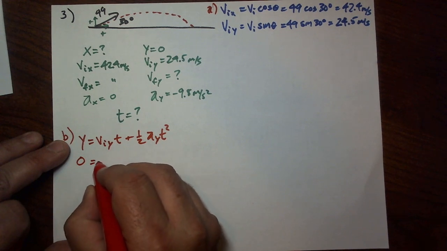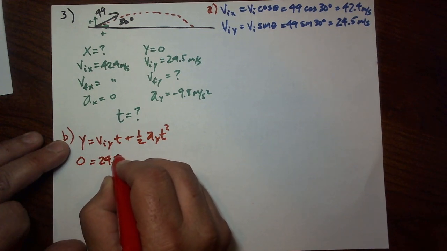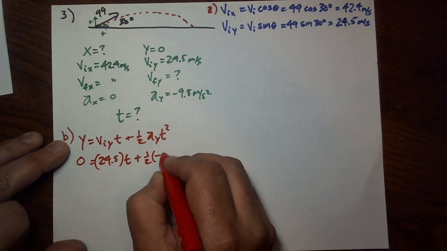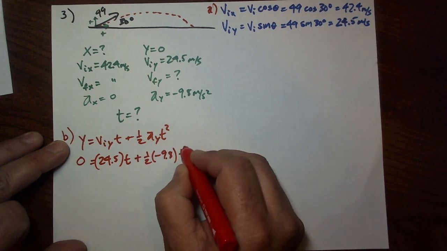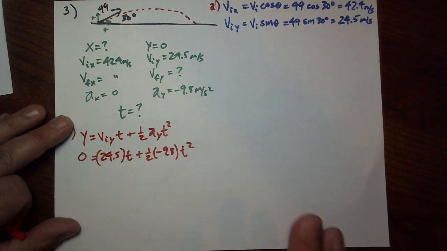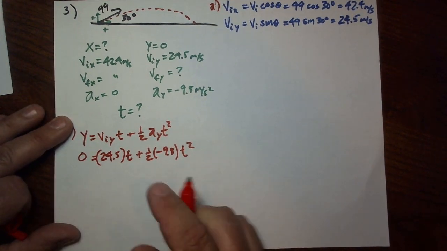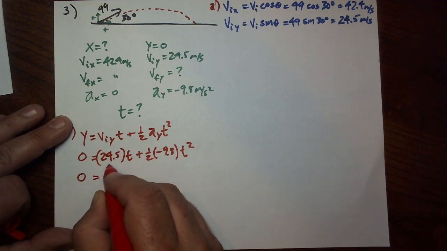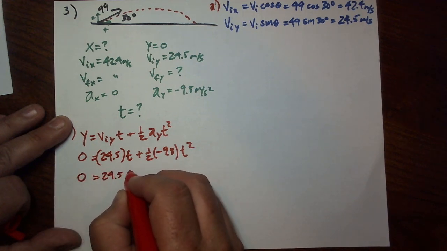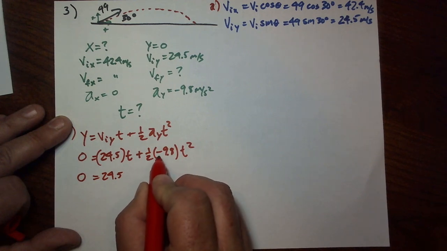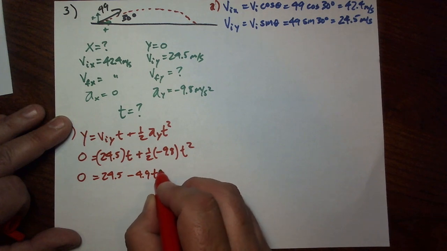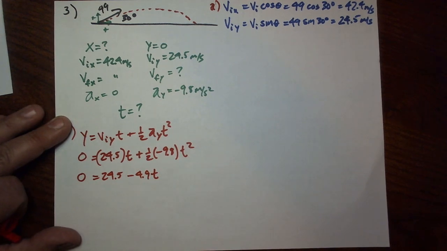Zero equals 24.5 times t plus 1/2 of negative 9.8 times t squared. And as we talked about in class, this looks like it's going to be a quadratic, but we are allowed to divide through by t. 0 divided by t is 0. 24.5 times t divided by t is just 24.5. And this is 1/2 of a negative 9.8, so negative 4.9. And then times just t, not t squared, because we divided by a t.